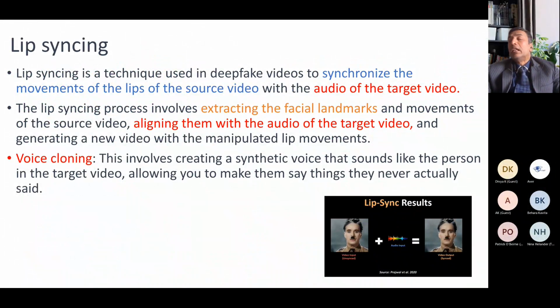Another way of doing a deepfake video is lip synchronization. As you can see here, in this particular video we have a deepfake video and an original video. With the help of the lip synchronization technique, the person is saying something which he never said. So this is another form of deepfake video. The lip synchronization process involves extraction of the facial landmarks and the movement in the source video, and then we align them with the audio of the target video. In this way, we can generate media for a person by changing the speech, and it would again be fake content because it is impersonating someone's voice.